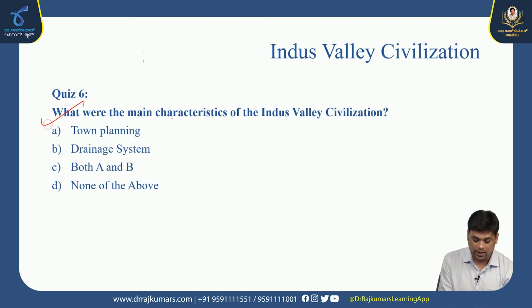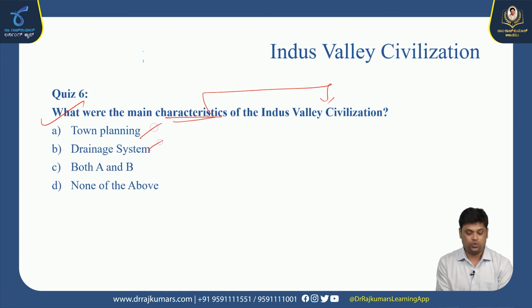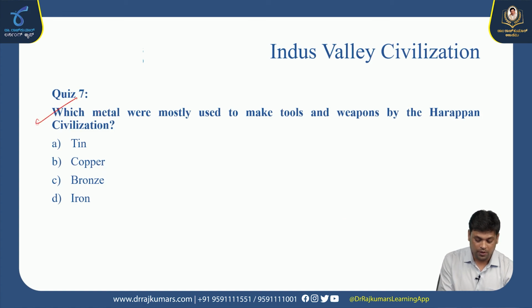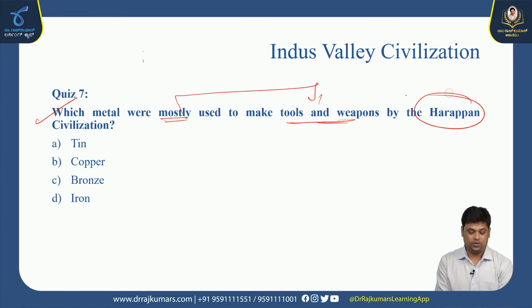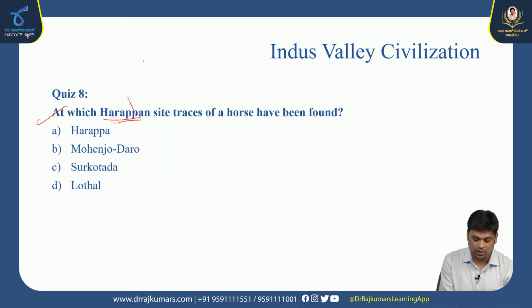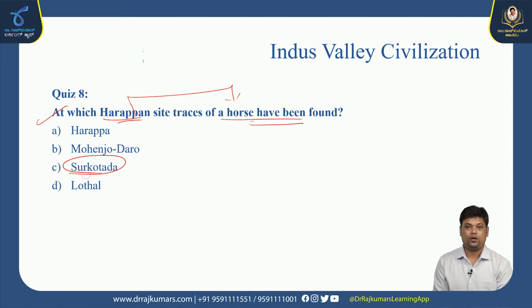What were the main characteristics of the Indus Valley civilization? Town planning and drainage, so both A and B are the right answer. Which metal was mostly used to make tools and weapons by the Harappan civilization? Bronze, because the Indus Valley civilization is also known as the Bronze Age civilization. At which Harappan site have traces of a horse been found? Surkotada. Even Lothal also, but Surkotada has the remains of horses as well.